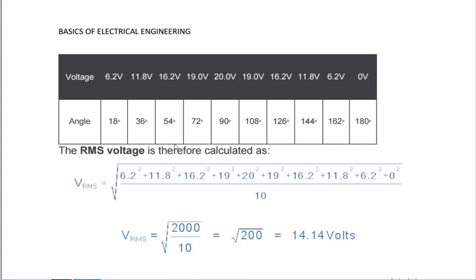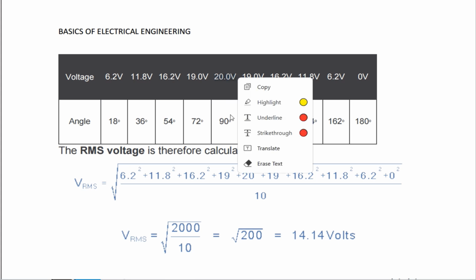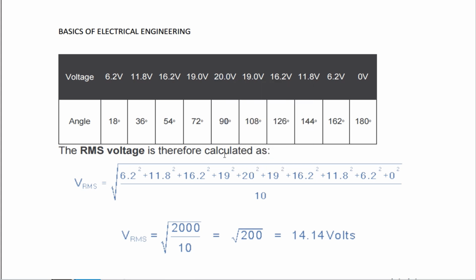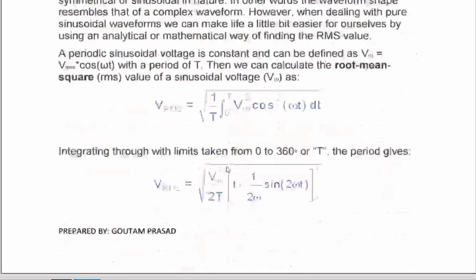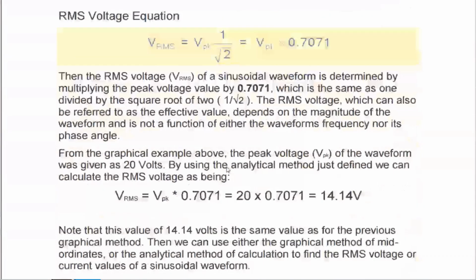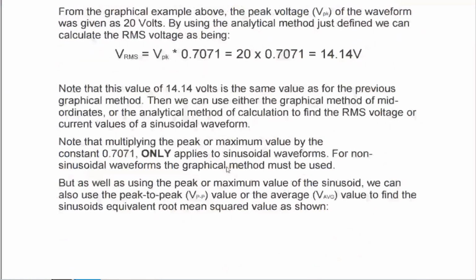Please bear in mind that the peak value at 90 degree is 20 volt. I'm scrolling because I'm touching upon the important things only.